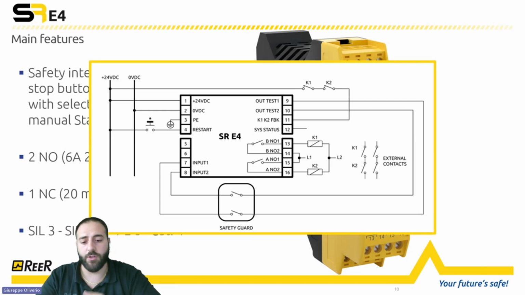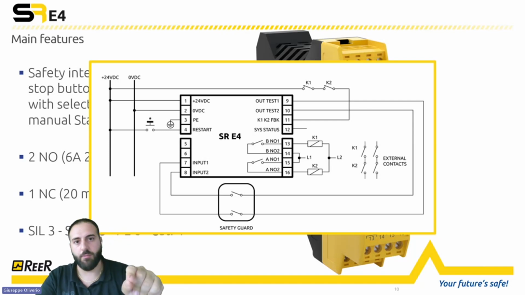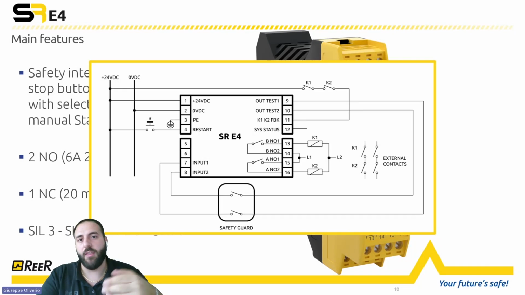The SRE4, the only configuration is related to the reset. So if you need the manual reset or the automatic reset. For the manual reset, you can do like the example, like this. So you can put your reset button between 24-volt and reset input. If you need the automatic reset, then you can connect the 24-volt directly to pin number 4. Again, the feedback contacts. As you can see, we integrate also the output test.